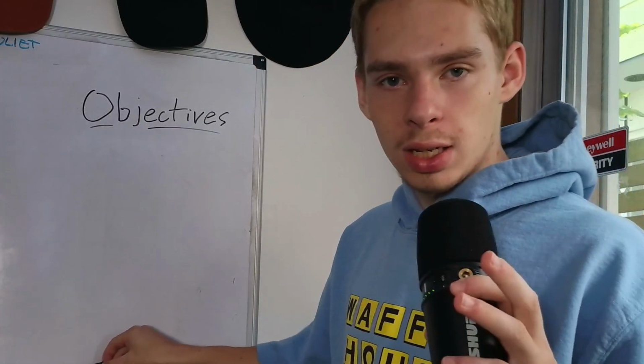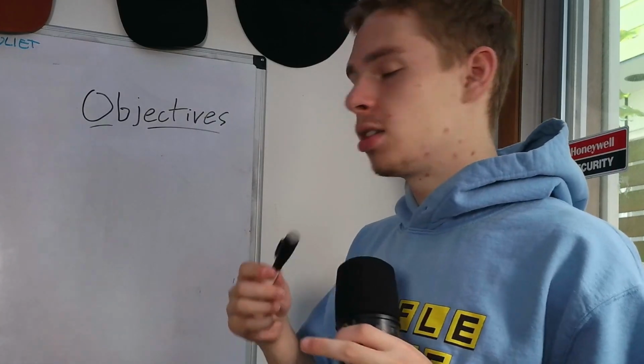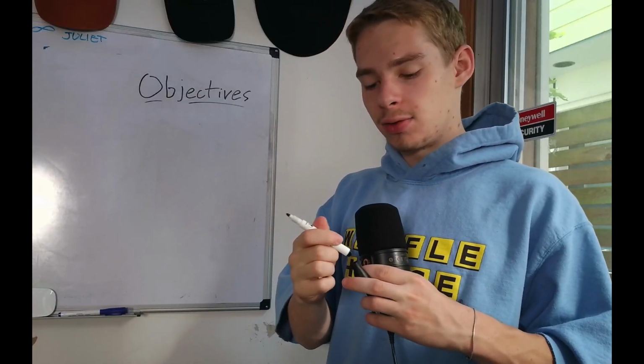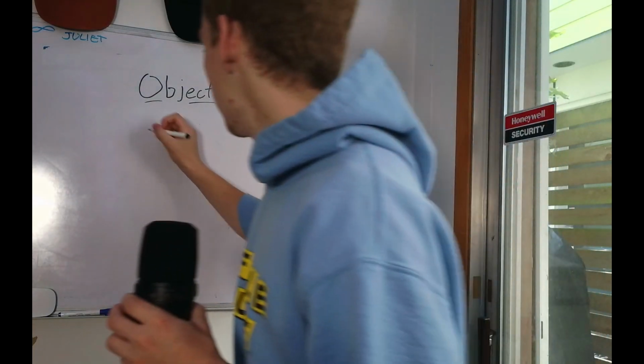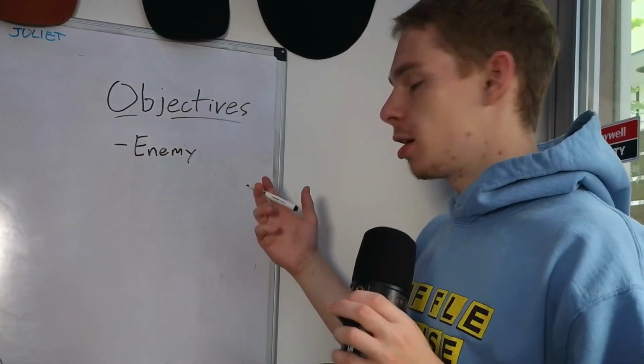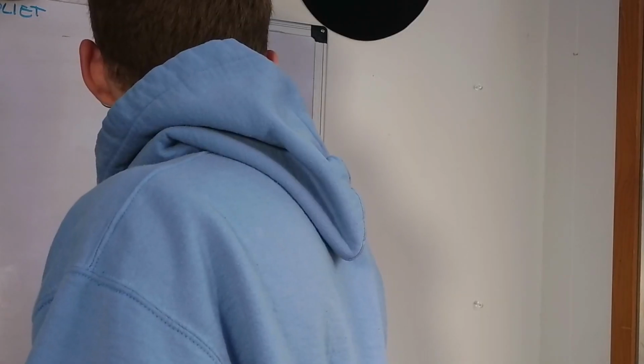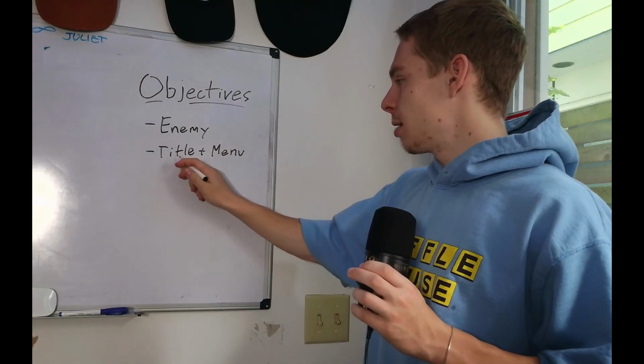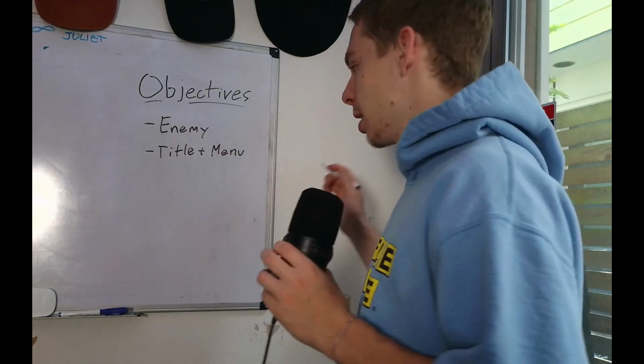Speaking of, here are the things that I've got to do in the next video. Hello, everybody, and welcome to the objectives. So, what do we need for this game to come into its own as a successful project? First of all, we need an enemy. We need something for the player to run from in order for the game to be fun. Number 2, a title and menu. We need a name for the game and a way for the player to navigate into the game.